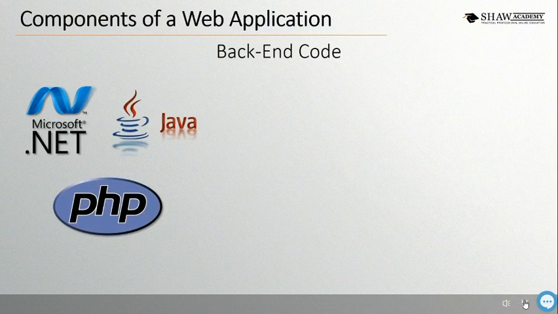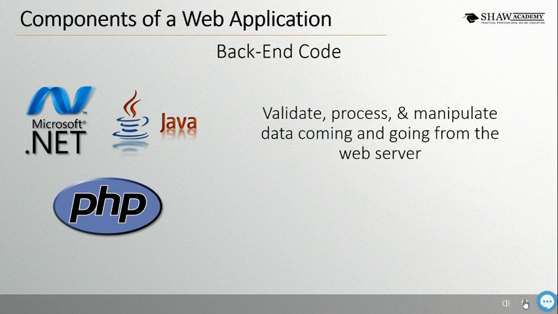Okay, so now I'm going to talk about back-end code. Back-end code is the brain of a web application. It can essentially be thought of as what makes a website or web application actually work. It's used to interact with the web server and to perform certain tasks. Back-end code can be used to validate data, process data, and manipulate data coming and going from the web server and coming and going from a database.